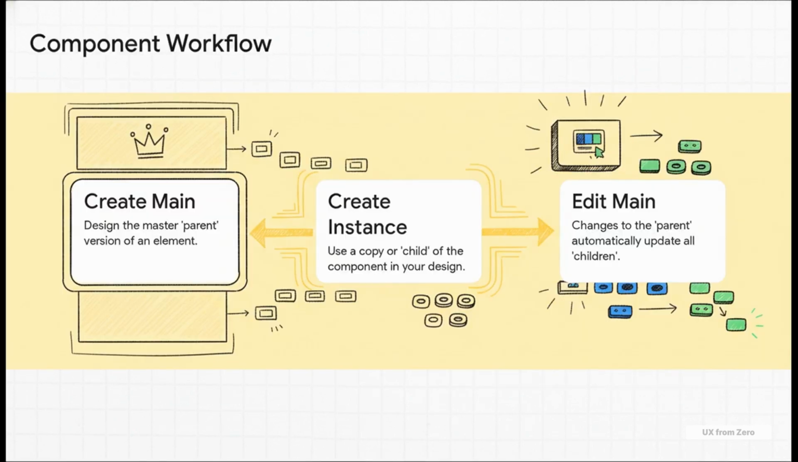And the workflow is so beautifully simple. It's basically a parent-child relationship. You create one main component, that's the parent. Then, every copy you use in your design is called an instance, that's the child. And here's the magic. If you need to change that button color from blue to green, you just edit the parent, and bam, every single child updates instantly. Everywhere. It's a massive time saver.